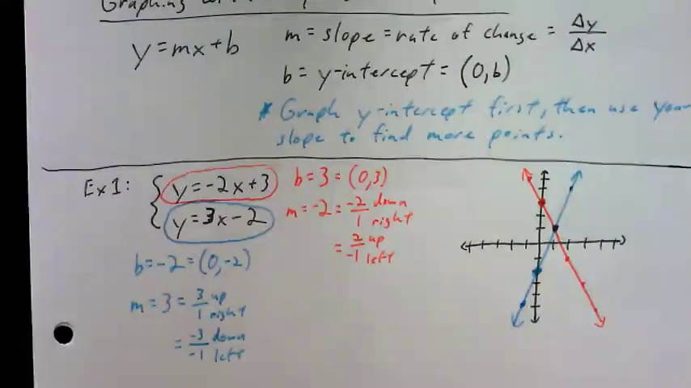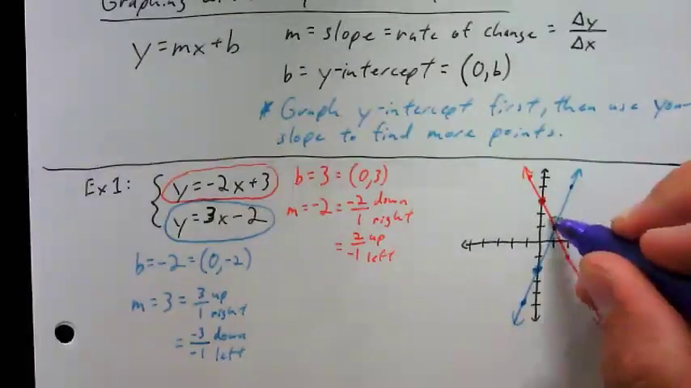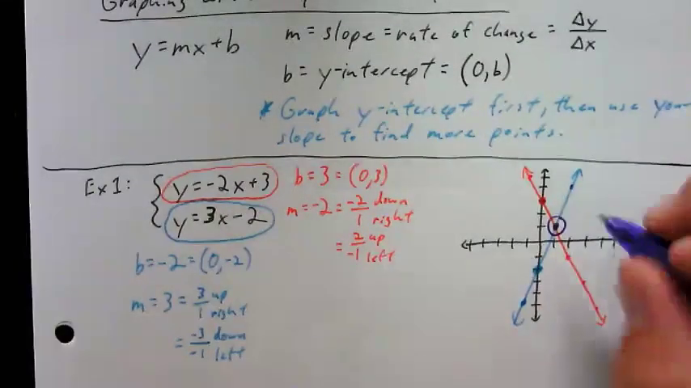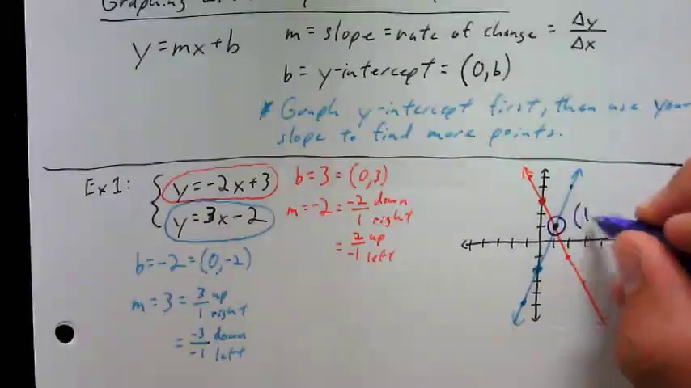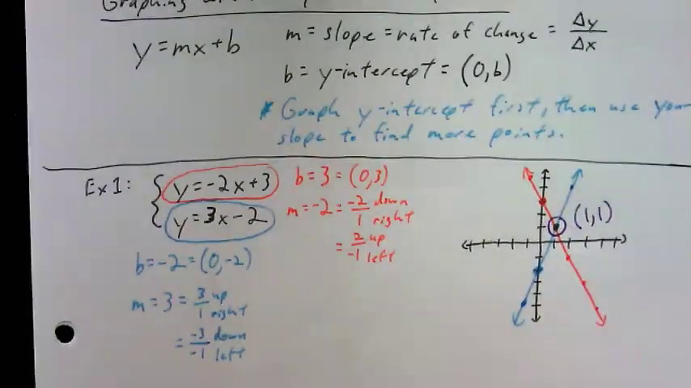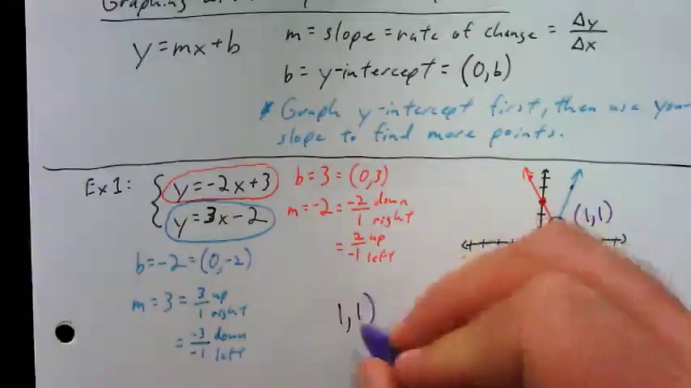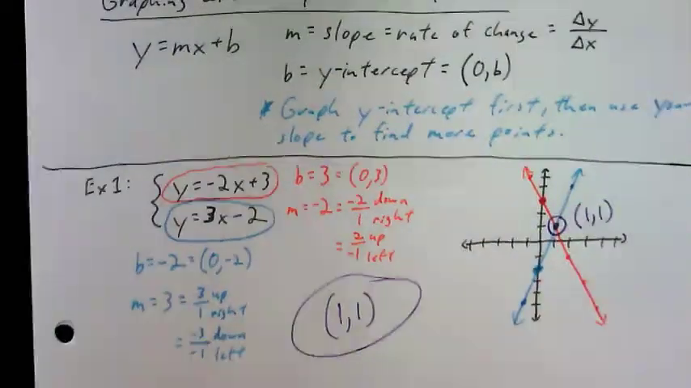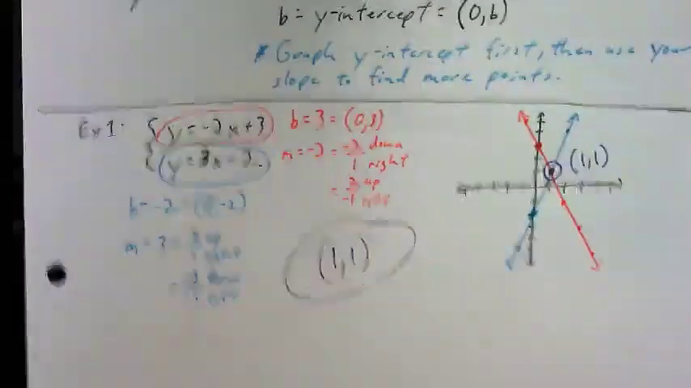So now, where did they actually intersect? This point right here. What point is that at? 1, 1. So my solution to both of these is the point 1, 1. That is the solution to the system. Again, wherever they cross, that is our solution.